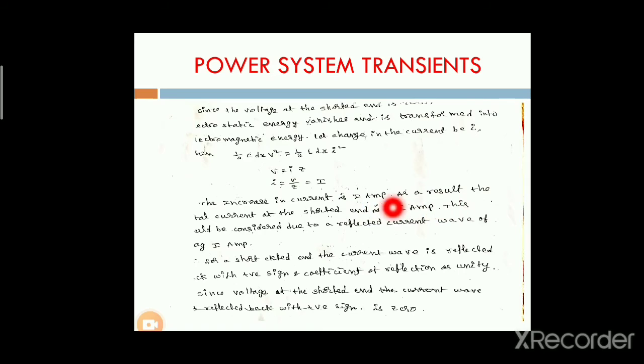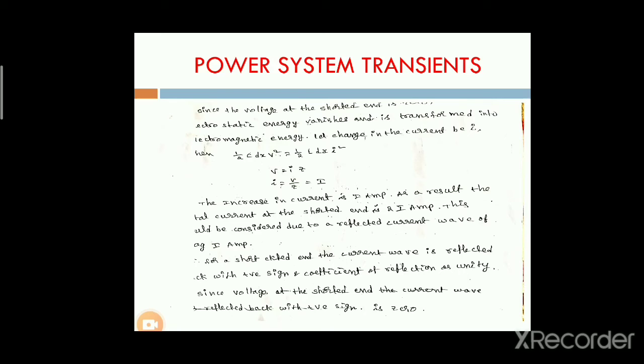As a resultant, the current at the short circuited end is 2I amperes. This can be considered due to the reflected current wave of I amperes. For a short circuited end, the current wave is reflected with the positive sign.